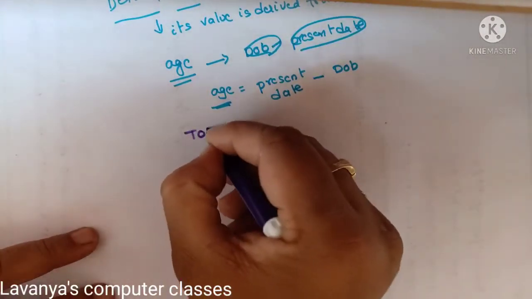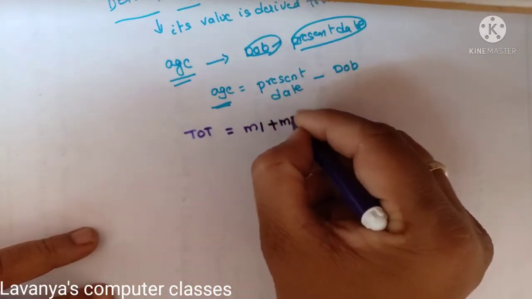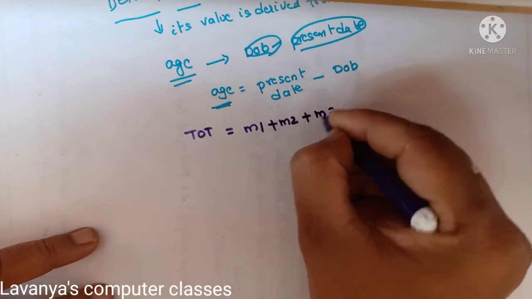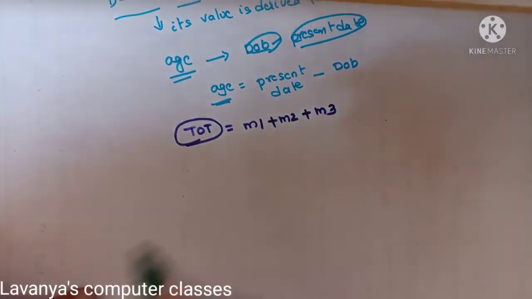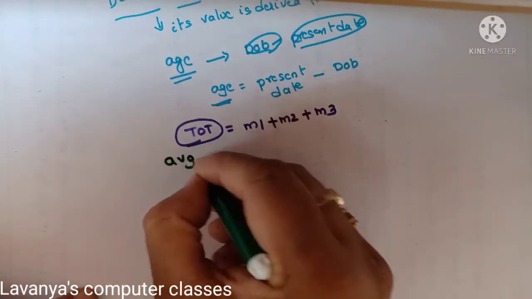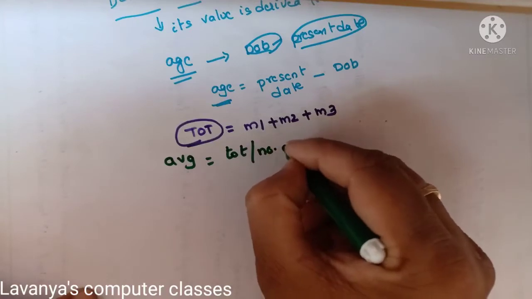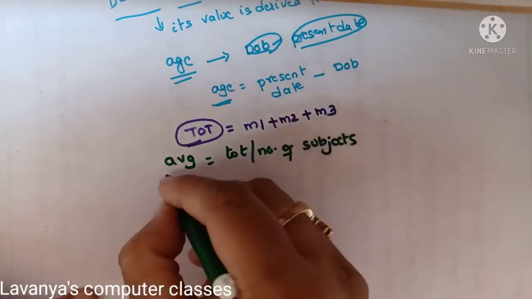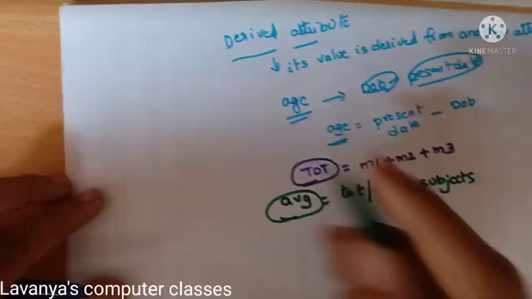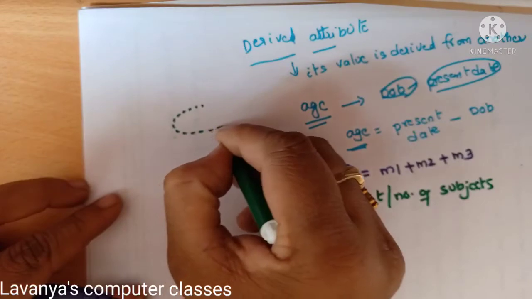So age is known as a derived attribute. Like total. How can you calculate the total marks of a student? We take marks in the first subject plus marks in the second subject plus marks in the third subject, then we get total marks. So total is a derived attribute. Similarly, average: total marks divided by number of subjects. Without knowing total marks and number of subjects, it is not possible to derive the value of average.